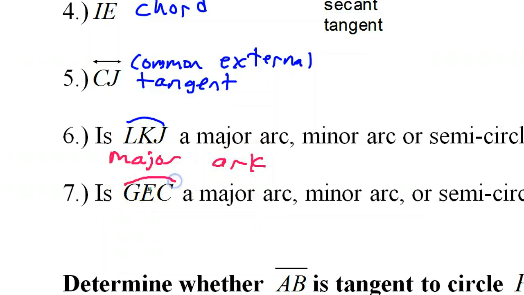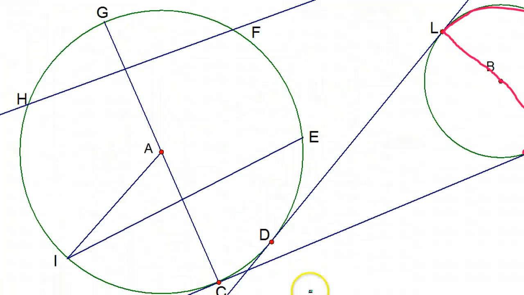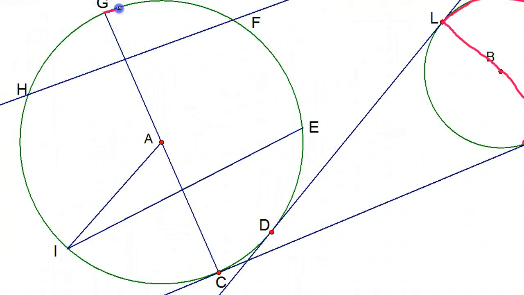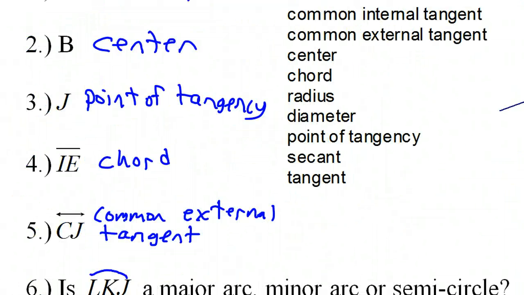Okay, what about arc GEC? Okay, let's see. G, E, C. And you see we got a diameter happening right here, so that is definitely a semicircle.